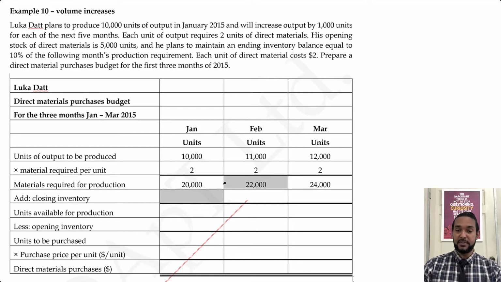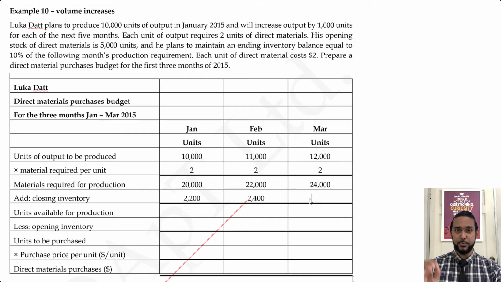The production requirement in February is 22,000, 10% of which is 2,200. In February, the closing stock will be 10% of the following month's production requirement. So 10% of 24,000 is 2,400. Now we come to March, and that's interesting and a bit challenging because we're going to need 10% of April's production requirements. But we don't have a column for April.